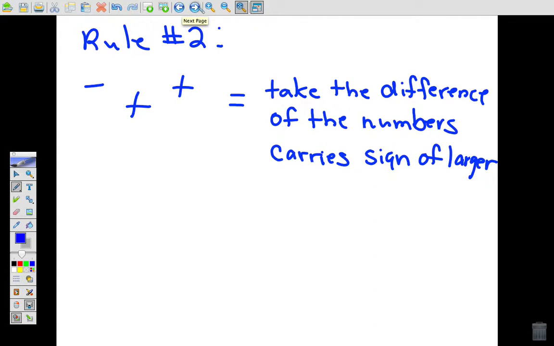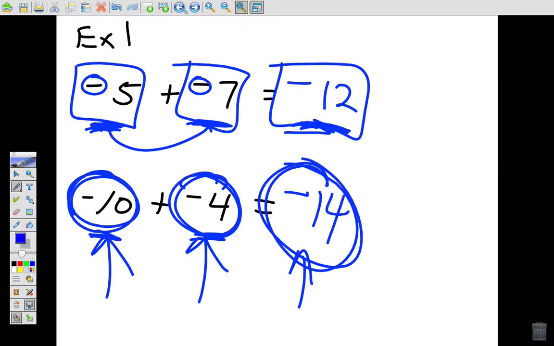Now here, if you have a negative plus a positive, and I could even write it like this, or a positive plus a negative, it doesn't matter. The order we add doesn't make a difference. So I'm adding one of each sign, a negative and a positive, unlike here.